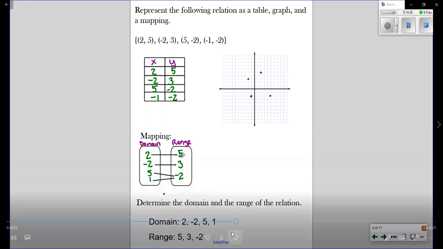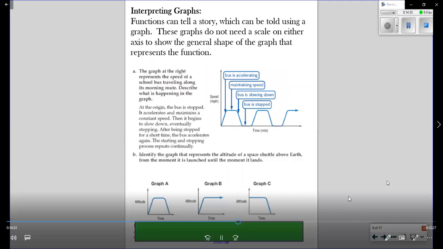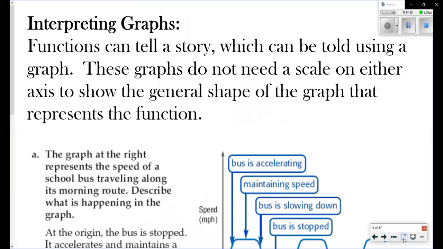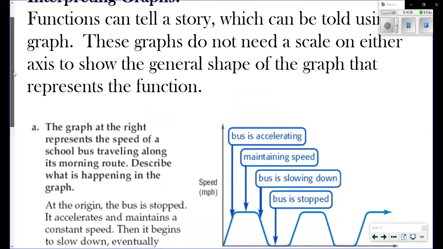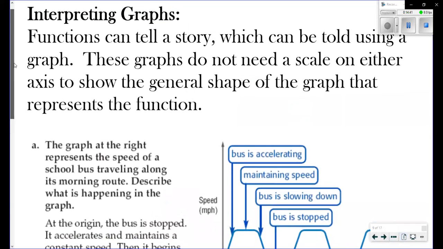The graph, we have mapping, and we have the ordered pairs. Okay, so now, when it comes to interpreting graphs, the function can tell you a story, which can be told using a graph. These graphs do not need a scale on either axis to show the general shape of the graph that represents its function.